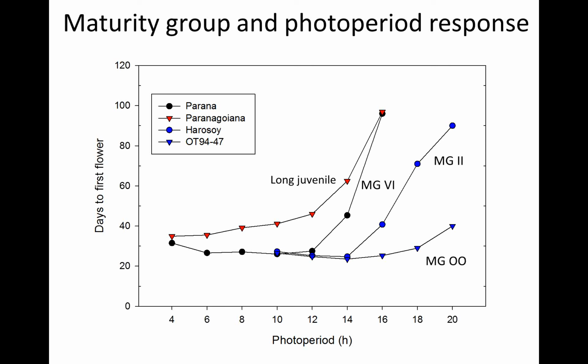So essentially we have a tropical long juvenile cultivar and 3 temperate lines, and the temperate lines are ranging in maturities from 6 to 00. Temperate soybeans, and we've seen this before, essentially flower similarly at 11 to 12 hour photoperiods, and the photoperiod responses diminish as we get lines that are adapted to more and more northern conditions.